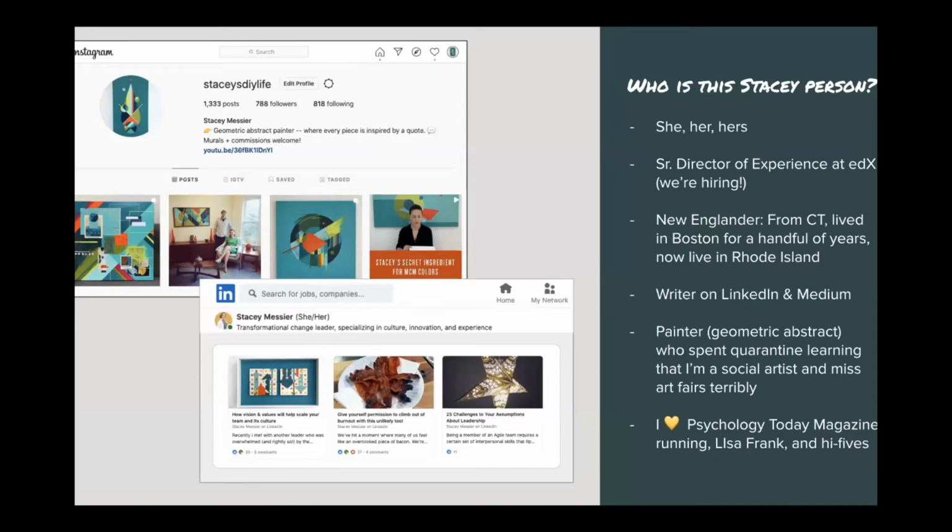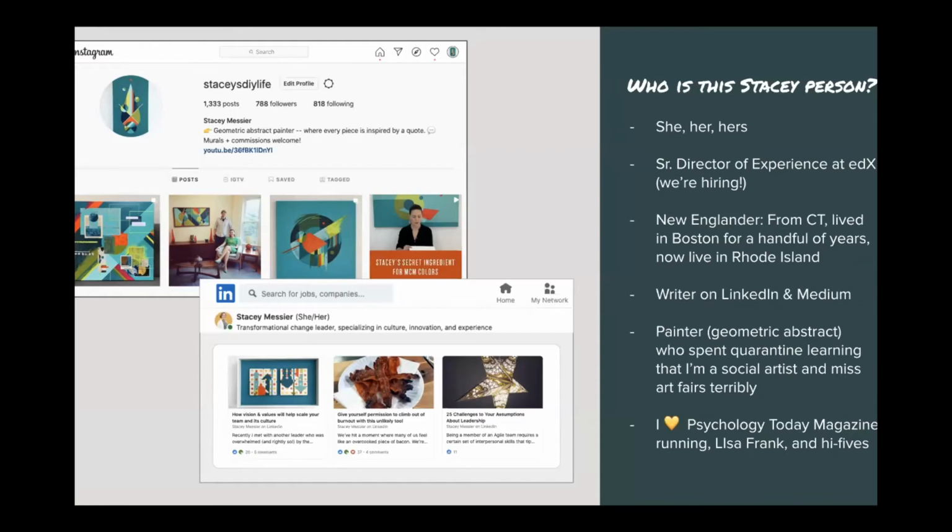I also paint. I'm a geometric abstract painter. And I definitely spent the pandemic learning that I am a social artist, and I would rather make art for art fairs and talking about art with people, and not just so it will lean against the wall and stick to itself just for the sake of making paintings.